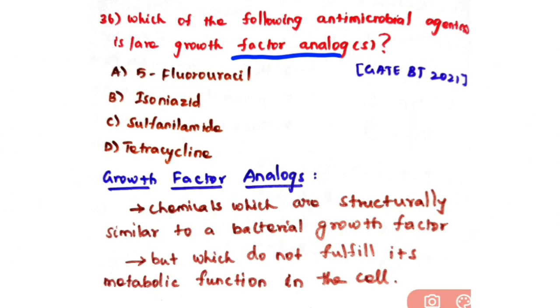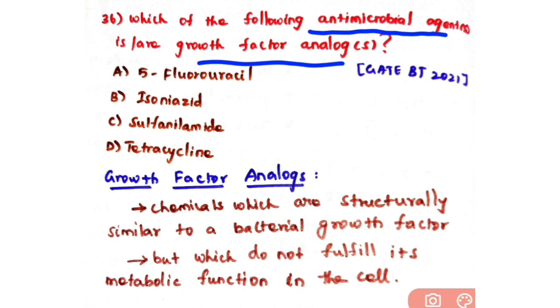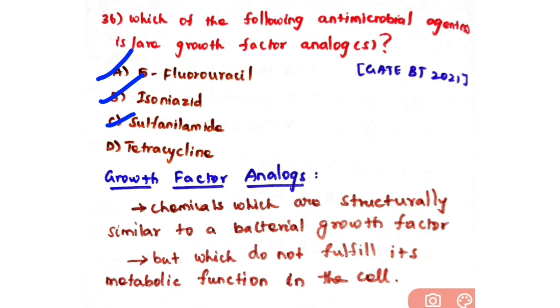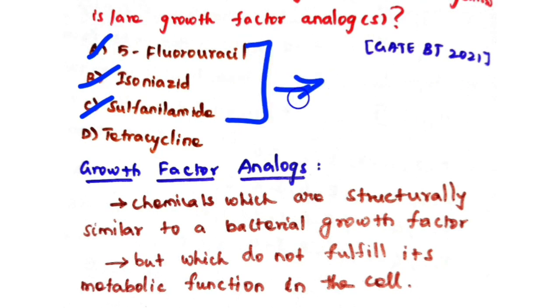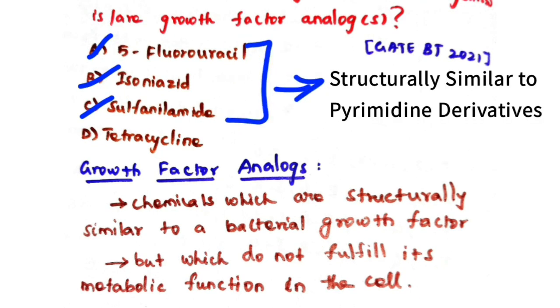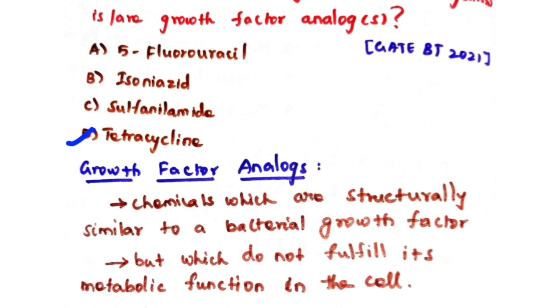The structure of growth factor analogs is similar to growth factor, thereby it reduces or blocks the growth of the bacteria. So growth factor analogs can be used as antimicrobial agents, meaning they will prevent the growth of the organism. Here the answer is 5-fluorouracil, isoniazid and sulfanilamide. These three are growth factor analogs which are structurally similar to pyrimidine derivatives, whereas tetracycline is an antibiotic which inhibits protein synthesis in bacteria.